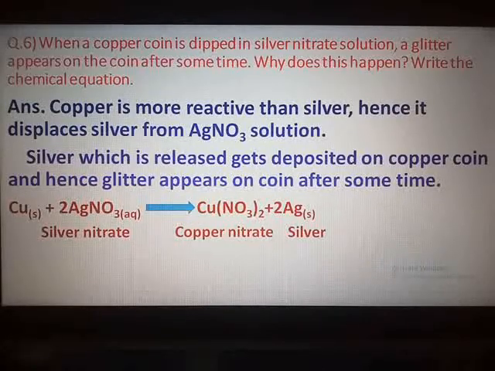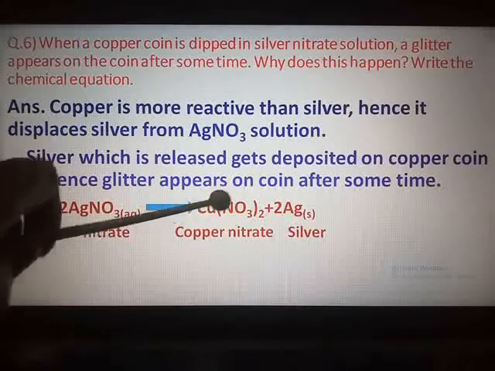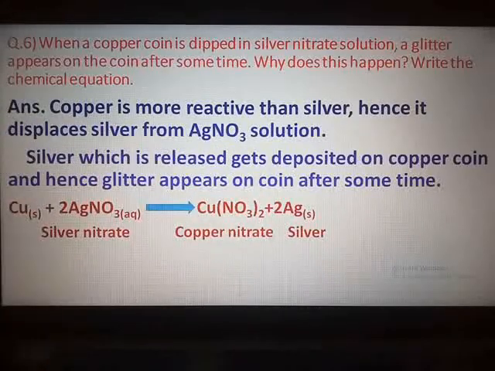You know that silver is shiny, it is lustrous. So when the silver which is displaced by copper goes and gets applied on the surface of the copper coin, it starts shining. And then you have to support your answer with a chemical equation: Cu (solid) plus 2 AgNO3 (silver nitrate solution, aqueous) gives copper nitrate plus liberation of silver.